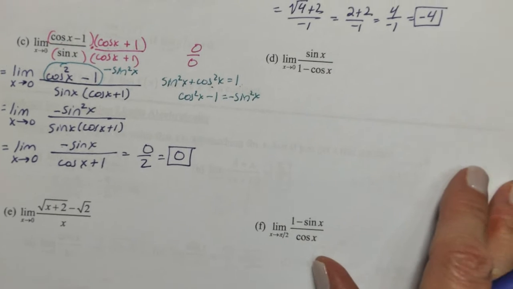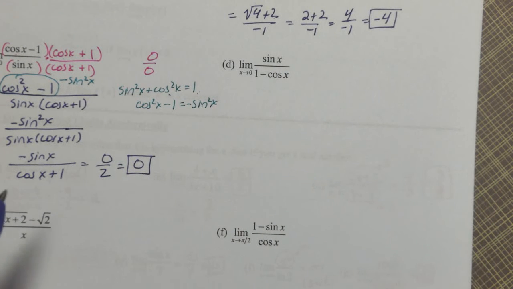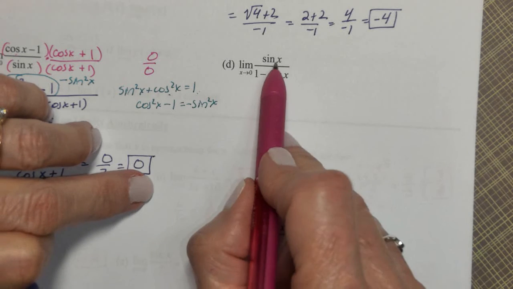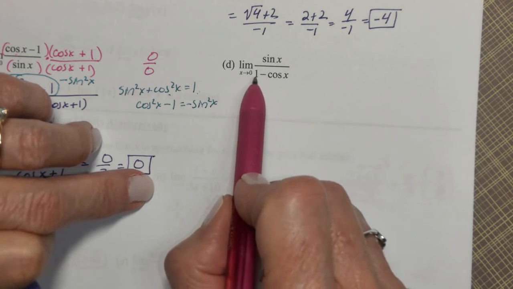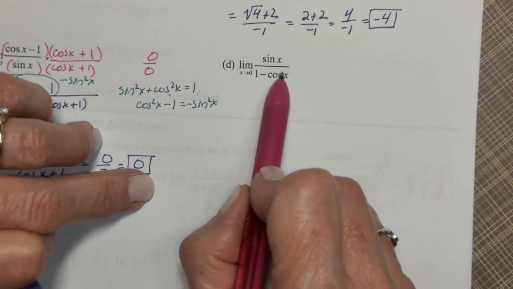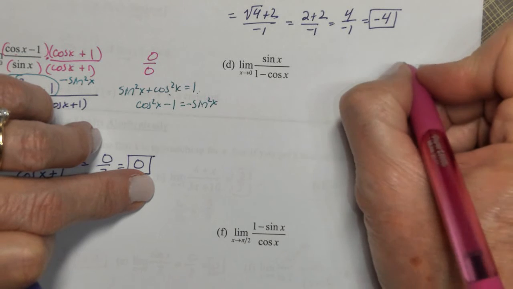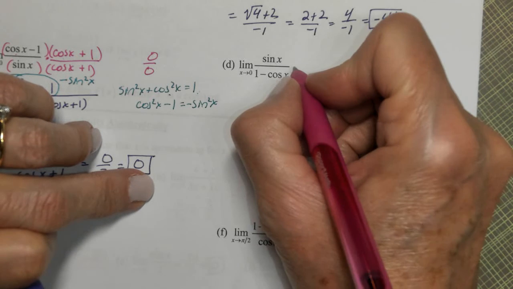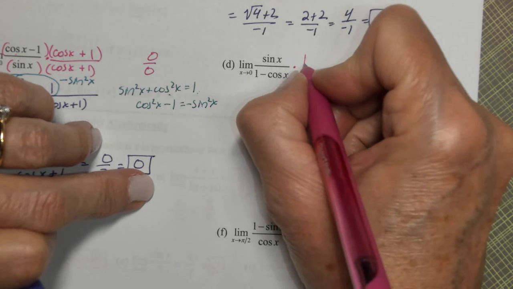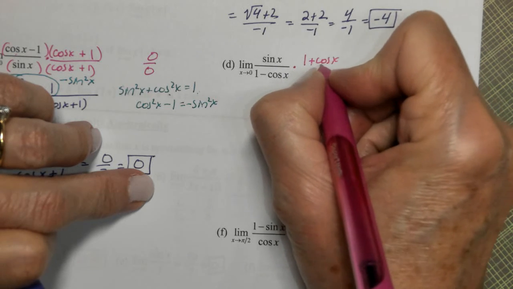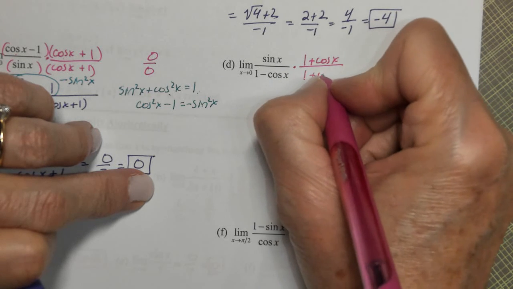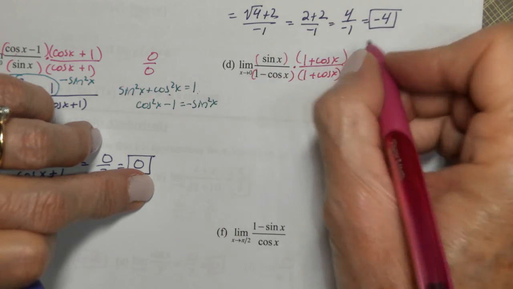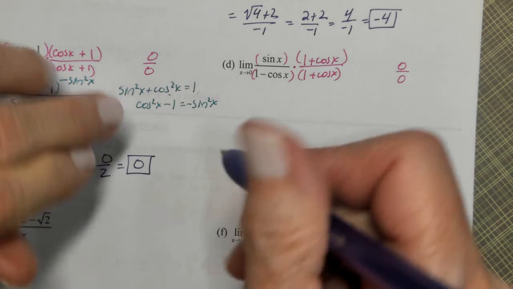Let's do another one. Let's see what happens over here. So when we first plug 0 in for x, we have 0 over 1 minus cosine of 0 is 1, so we have 0 over 0 again. So I'm going to multiply top and bottom by the conjugate, 1 plus cosine x over 1 plus cosine x. Keep writing our limit.